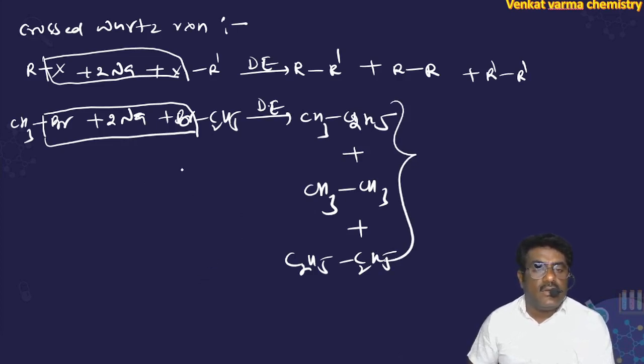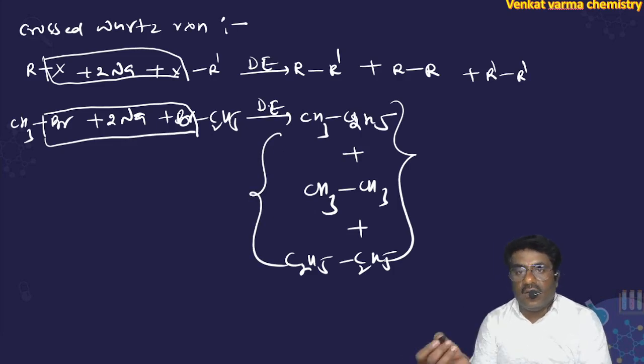So it is not the best method for the preparation of alkanes. Why? Because this gives a mixture of alkanes. The boiling points of ethane, propane and butane are very near, so it is not easy to separate them.